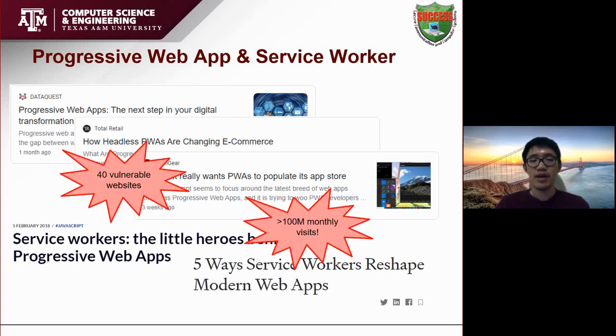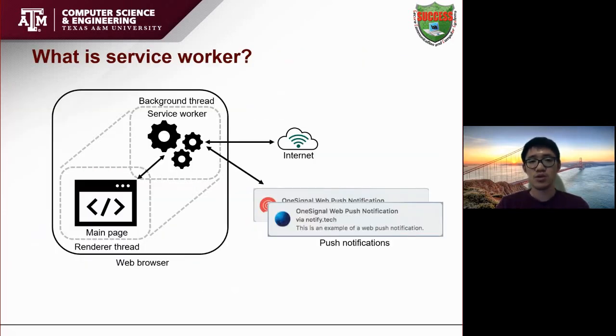In this work, we discover a new attack, which we call service worker cross-site scripting. We found 40 popular websites with more than 100 million monthly visits vulnerable to this attack. A service worker is a type of web worker whose job is to execute parallel tasks in a separate thread from the main web page.